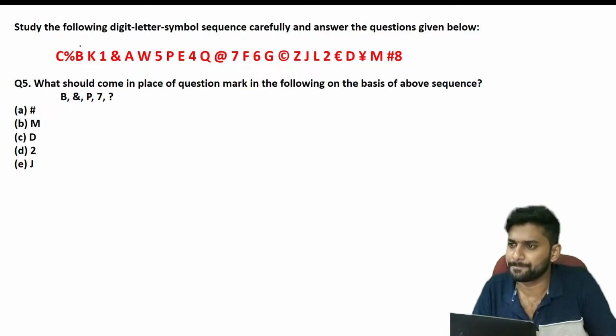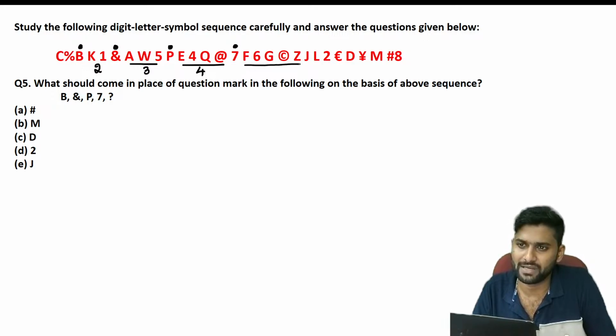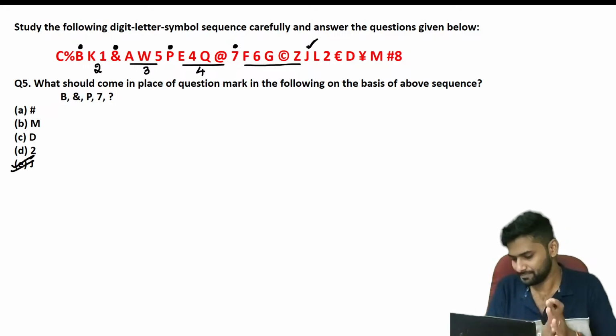Now see here B. Next the symbol given is AND. Next they gave P. Next they gave 7. Just count here: 2 elements between them. Here we have 3 elements. Here there are 4 elements. Next must be 5 elements. So if you skip 5 elements, the next element must be J. You can choose your option J.